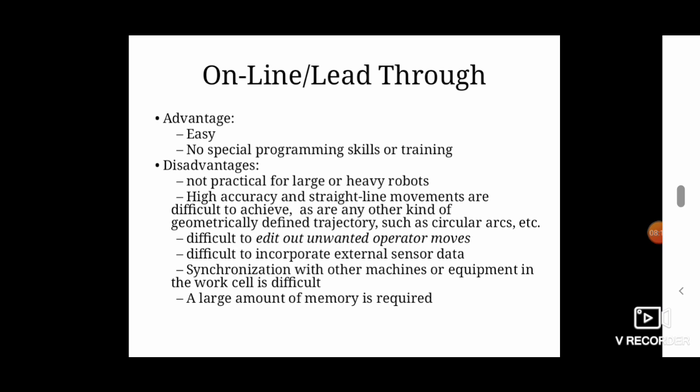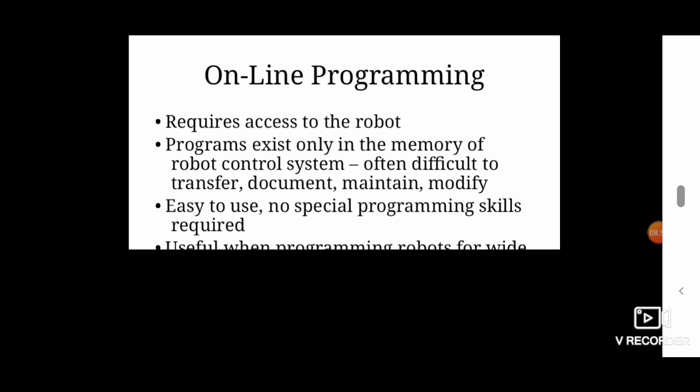then you cannot edit or delete that operation. It is difficult to incorporate external sensor data. It means the robot cannot access external sensor data. For example, if a path involves an emergency stoppage, the robot cannot access that data and an accident can happen in that case. That's why online or lead through programming has more disadvantages than offline programming.